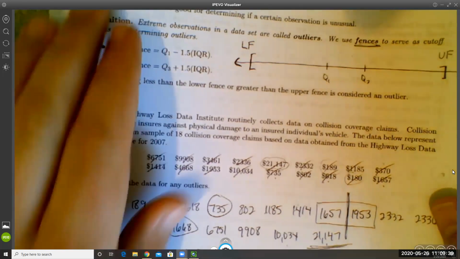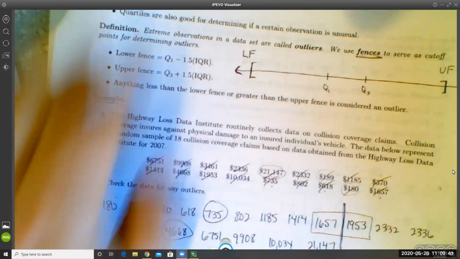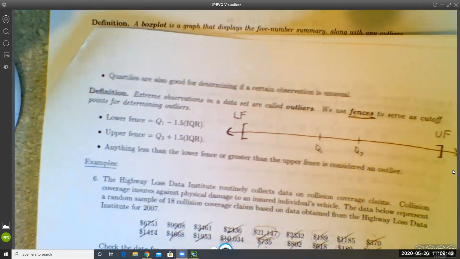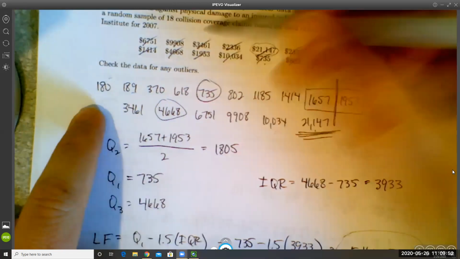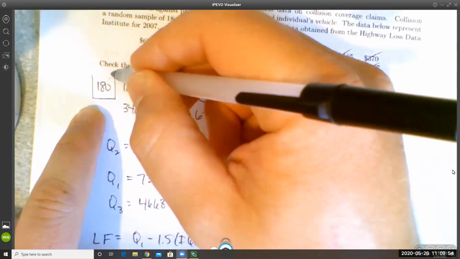So that was this, the Highway Loss Data Institute, right? Collision coverage claims business, right? So we've already done all of the work on this problem, so I'm just going to steal the work that we've already done, right? The 5-number summary is going to consist of the minimum value, which is 180.